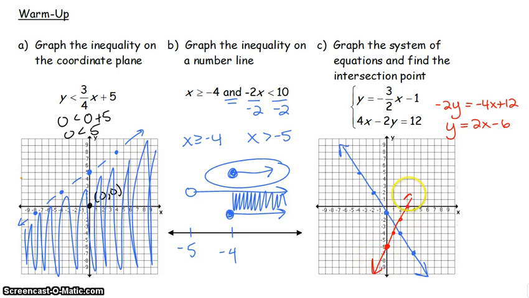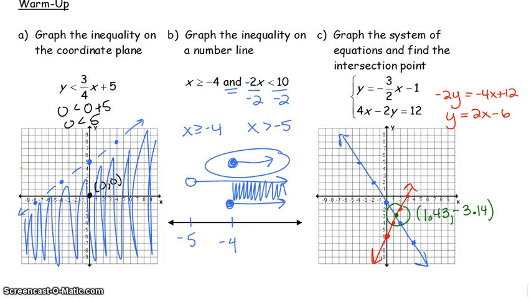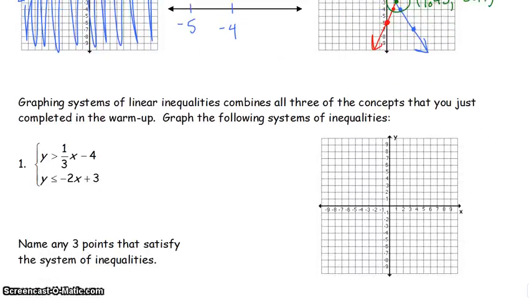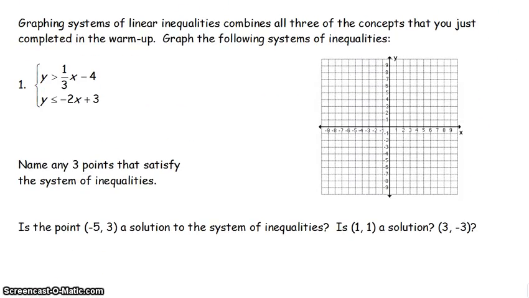And hopefully you remember that since I don't have a dot on top of a dot, I would have to go into my calculator to find that intersection point. And hopefully you remember. If not, we need to come back and review that later. So our intersection point is 1.43, comma -3.14. So we're going to take all these ideas, the idea of an inequality, of our compound inequality on the number line, and of our system, we're going to put all three of those ideas together to graphing systems of linear inequalities. So let's start.